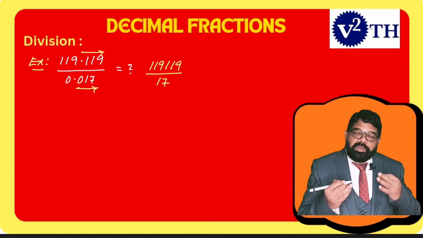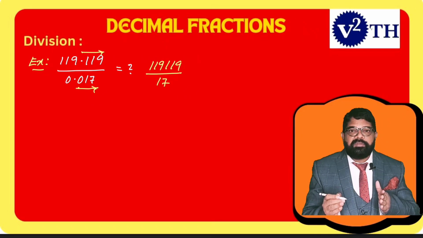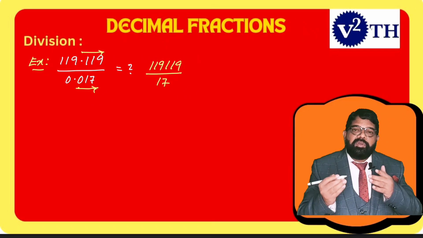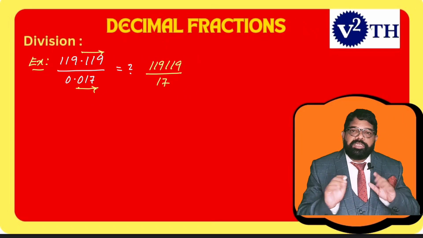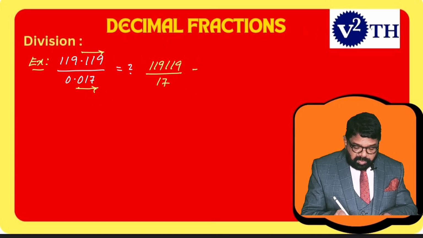Our target is to remove the decimal in the denominator. To do that, the decimal is shifted to the right 3 digits in the denominator. So you have to do the same thing in the numerator. Its value cannot be changed. The same change in the numerator and denominator, its value cannot be changed. Now what do you do? General division: 17 into 119.